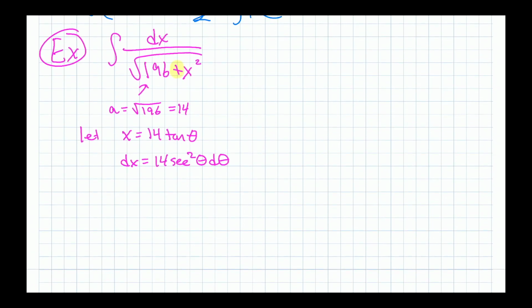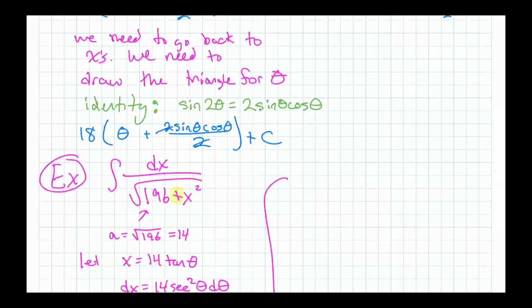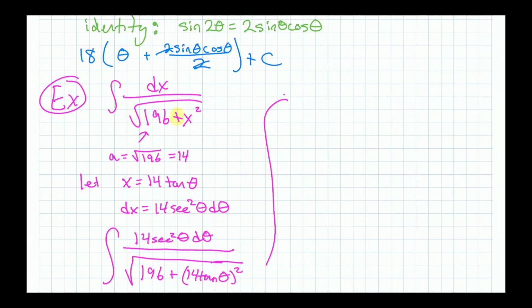So substitute it in already. So we've got the integral dx. Don't forget to substitute in your dx. It's the biggest mistake people make. So 14 secant squared theta d theta, that's your dx. In the denominator, we've got 196 plus x squared, which is 14 tan theta squared, which will take us up here.